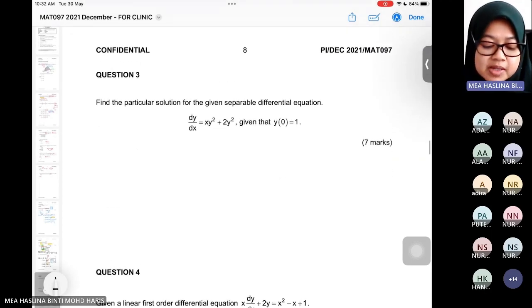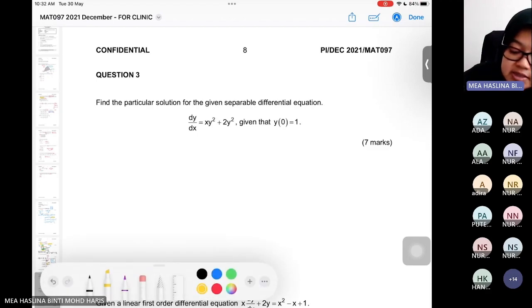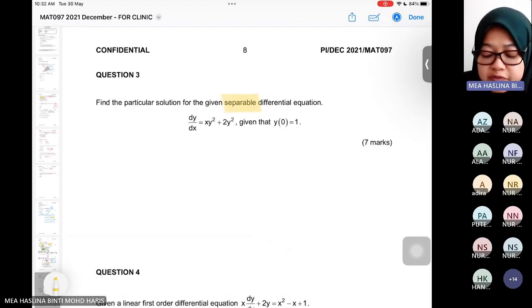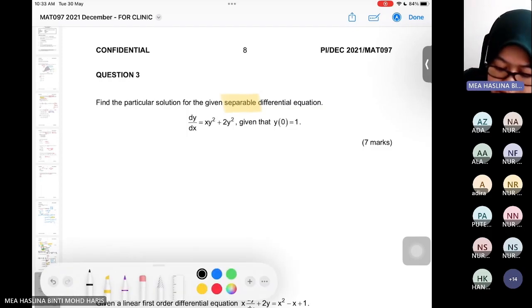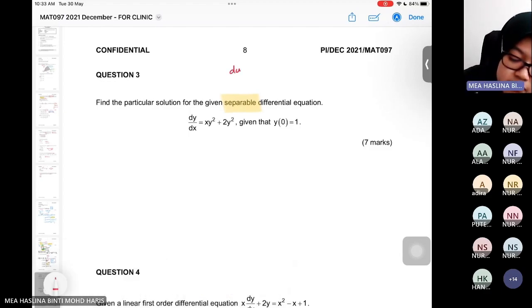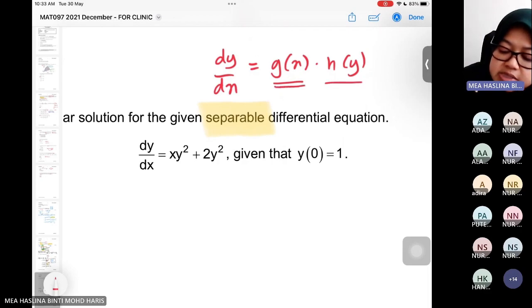Right, so question number 3. Find the particular solution for the given separable differential equation. An advantage is that it has been indicated what type of differential equation it is. When it is separable, you have to recall the general form for a separable equation, which is g of x times h of y. The equation given is not in a form where you can see clearly what g of x and h of y are, so you have to factorize.